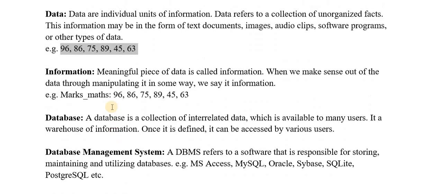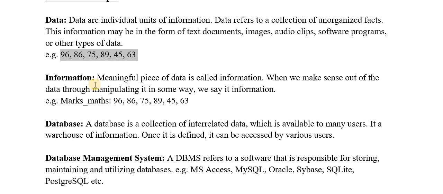Now, next one is information. A meaningful piece of data is called information. Here you don't know about the data, but if you write down here, for example, maths marks, now these numbers belong to maths marks. Now it is information. When we make sense out of the data by manipulating it in some way, we say it is information. That means processed data is known as information.